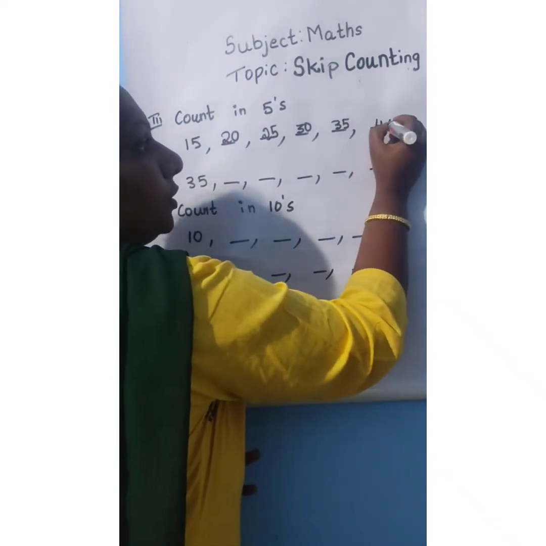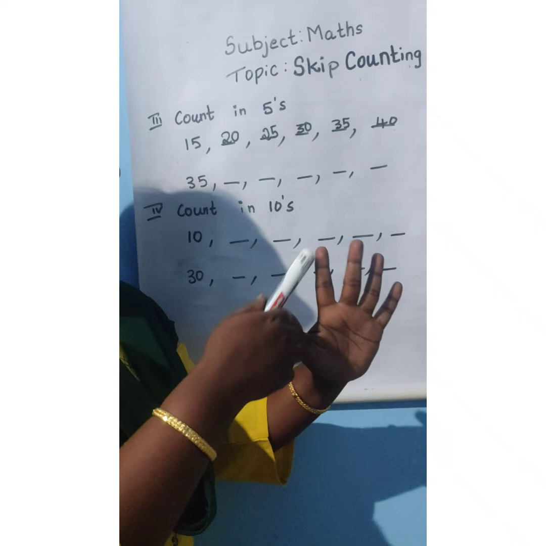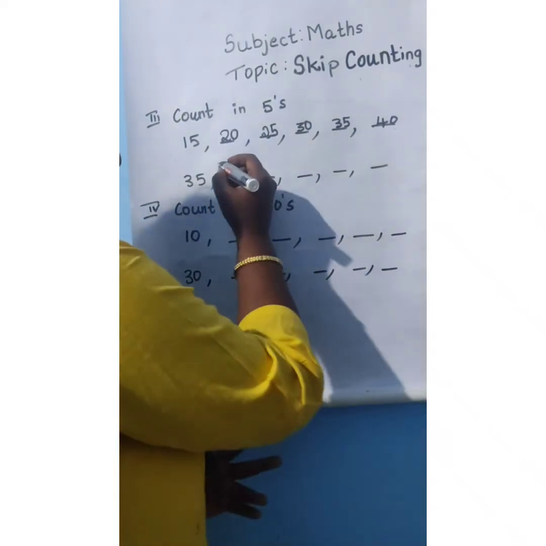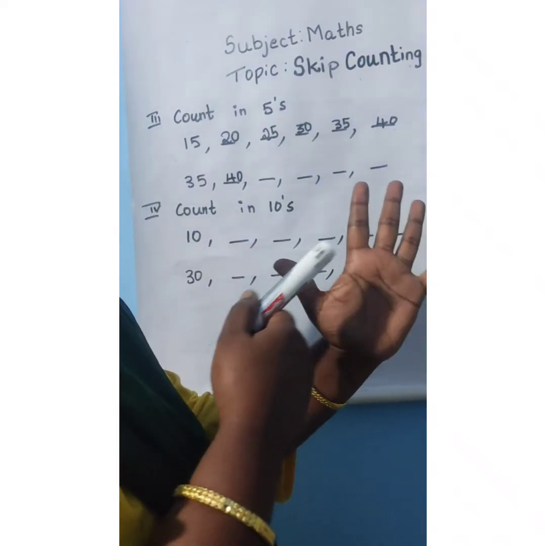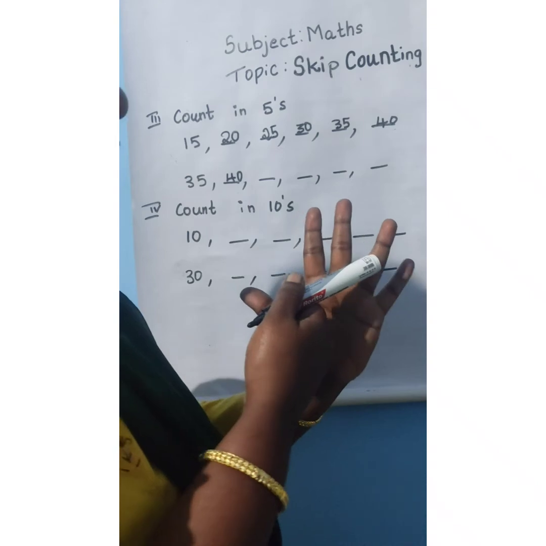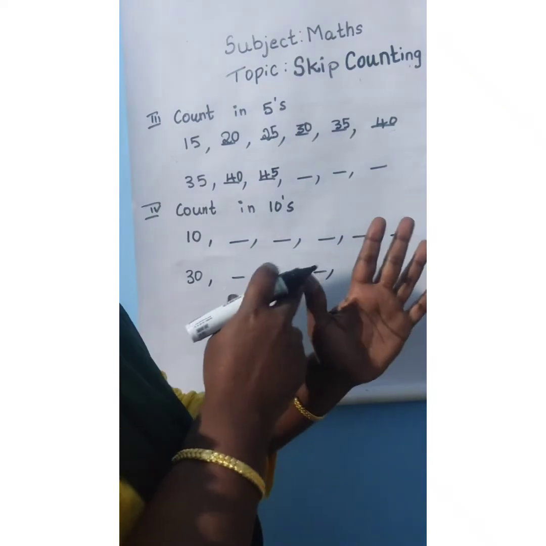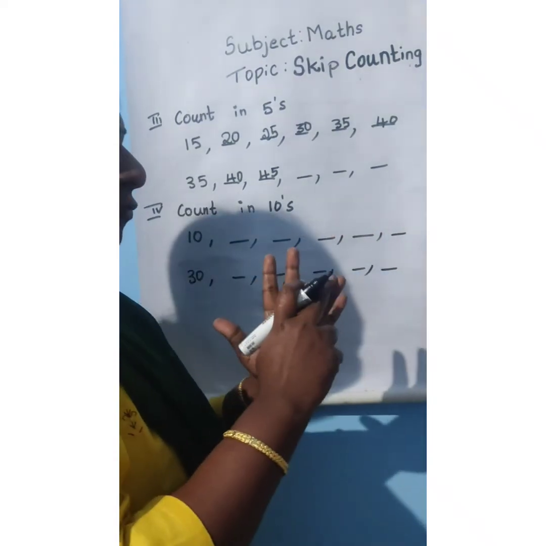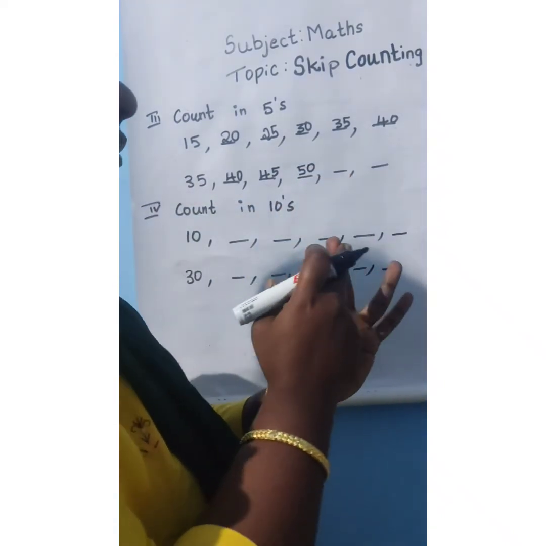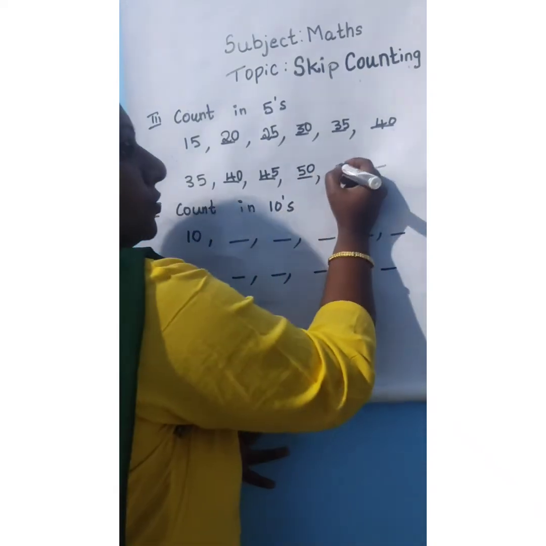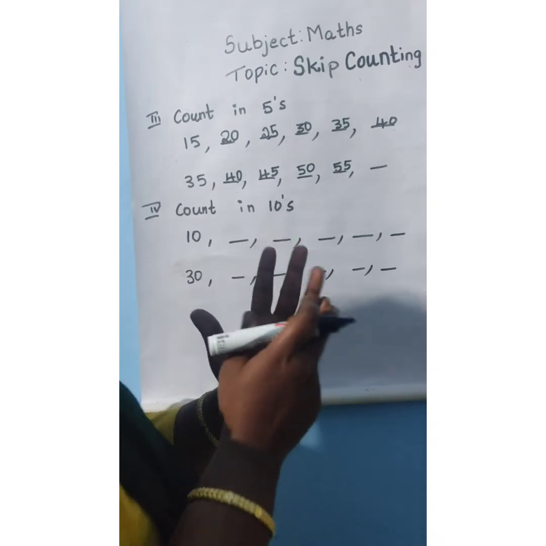So write here 40. The next is what is given? 35. So after 35 it is 36, 37, 38, 39, 40. 40. So the next is 41. After 40 it is 41, 42, 43, 44, 45. It is 45. The next one is 46, 47, 48, 49, 50. So write here 50, 51, 52, 53, 54, 55. So write here 55, 56, 57, 58, 59, 60.